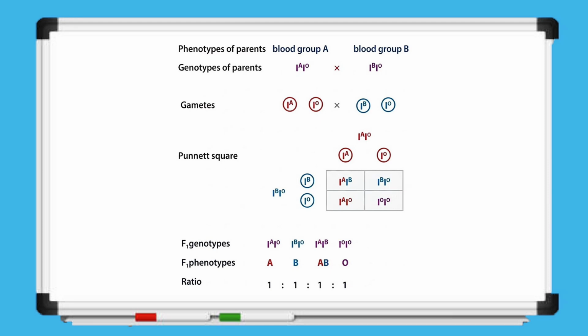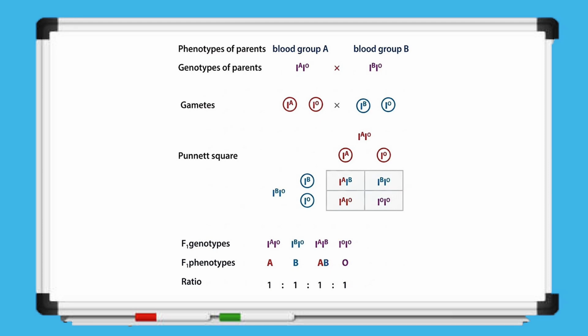When these gametes combine in a Punnett square, four possible genotypes are formed. These are I^A I^B, I^A i, I^B i, and ii. Each of these genotypes results in a different phenotype. I^A I^B gives blood group AB, I^A i gives blood group A, I^B i gives blood group B, and the recessive ii gives blood group O. All combinations are equally likely, so each occurs with a probability of 25%.